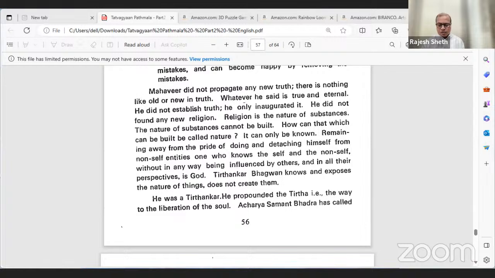Aryavakta, Sudharma, Mandit, Moriputra, Akampit, Achal Bhrata, Metarya, and Prabhas. Among his householder disciples, Maharaj Shrenik, Bimbisar, the king of Magad, was the chief.